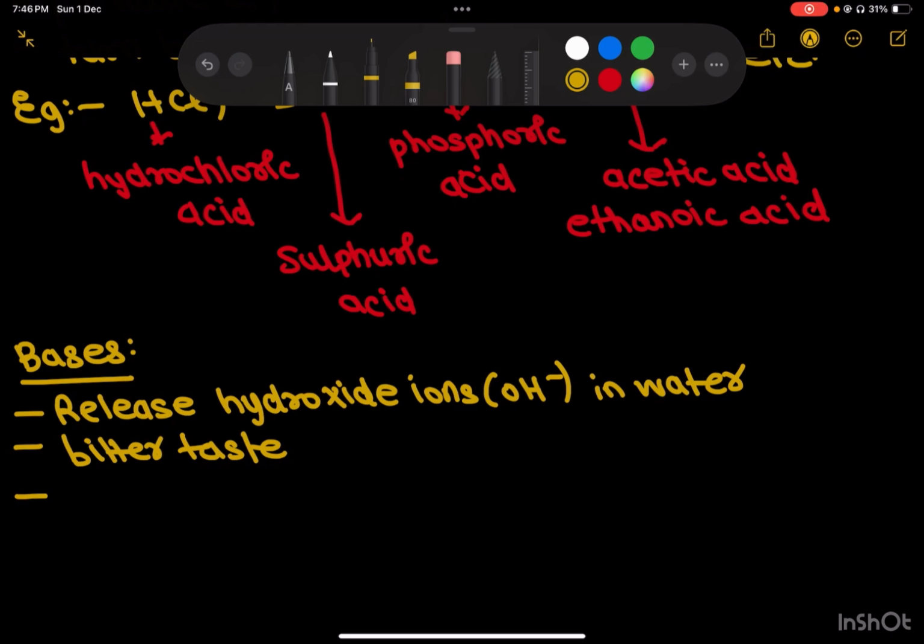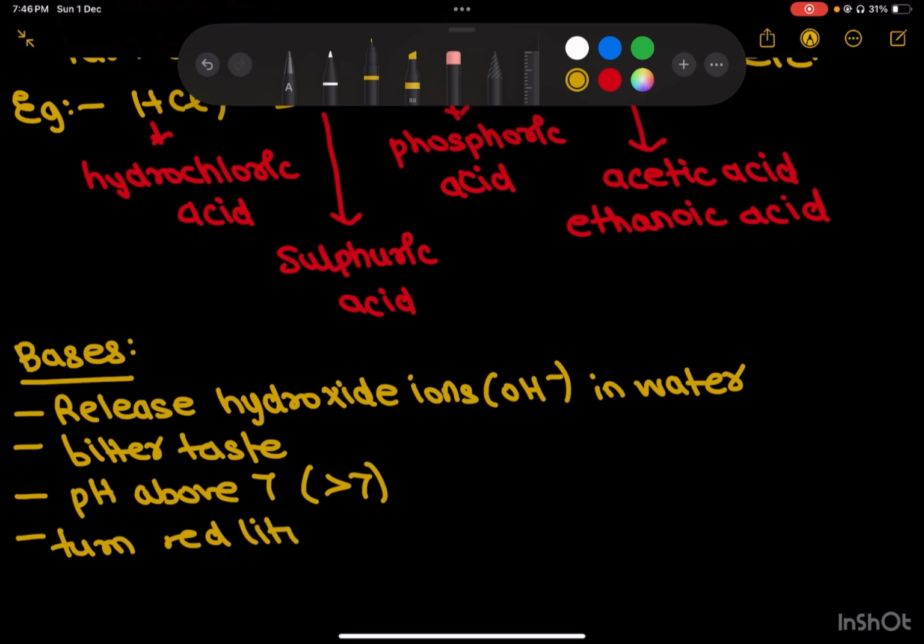They also turn red litmus paper blue. Also, they have a pH above 7, that is, greater than 7. A pH greater than 7, right? And they also turn red litmus blue. Correct?